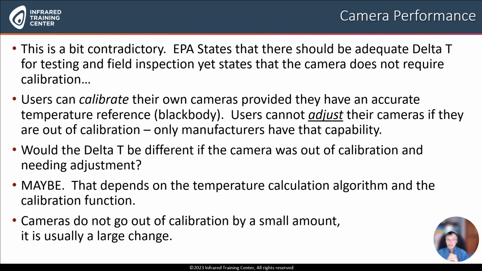Only the manufacturers have that capability, but there's nothing preventing an individual user from verifying that their cameras can accurately measure temperature. Now, would the delta T be different if the camera was out of calibration and needing adjustment? Well, we can't say for certain. That really depends on the temperature calculation algorithm and the calibration function. But in general, the cameras don't go out of calibration by a small amount. It's usually a large amount. And in testing that we have done, even with a camera out of calibration, you're still able to verify that there is an adequate background.